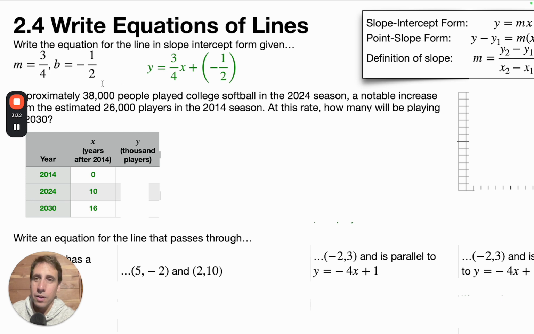And then you really could type in 38,000 with all the zeros, but I just think it's a lot easier to declare y to be in thousands of players. So in 2014, there were how many thousand? There were 26,000. And in 2024, how many thousand were there? There were 38,000. So this y value is brought down to a much more manageable size if you just declare y to be in thousands of players. And of course, the whole goal is to figure out what the future year of 2030 looks like.